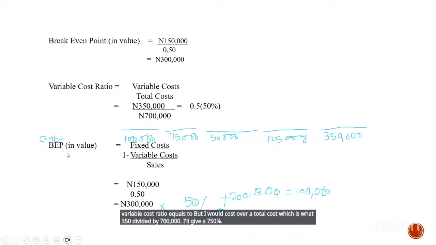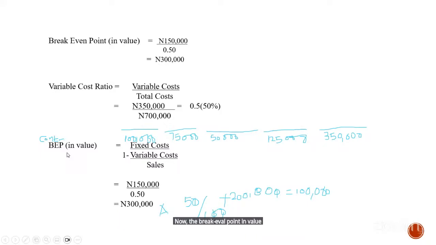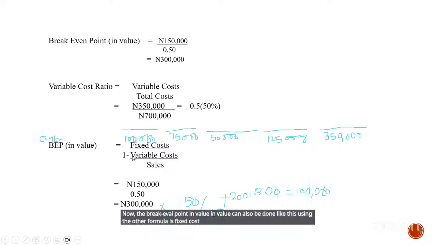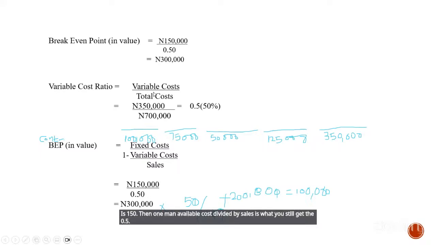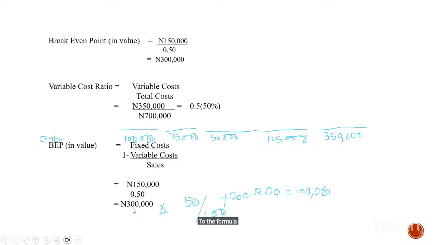Now, the break-even point in value can also be done using the other formula, which is fixed cost divided by 1 minus variable cost divided by sales. So the fixed cost is 150. Then 1 minus variable cost divided by sales, you still get the 0.5. So we do either of the formulas, you get the same figure of 300,000 as the break-even point in value.